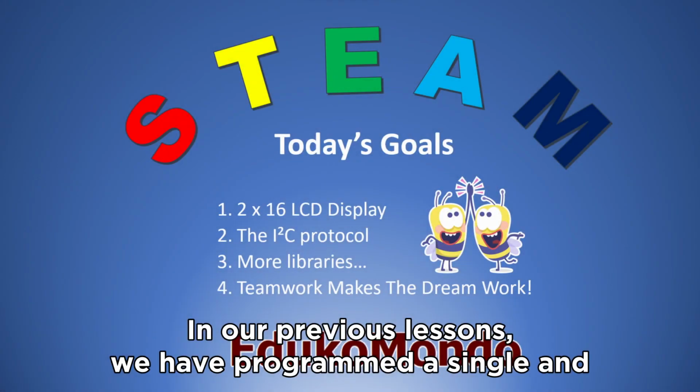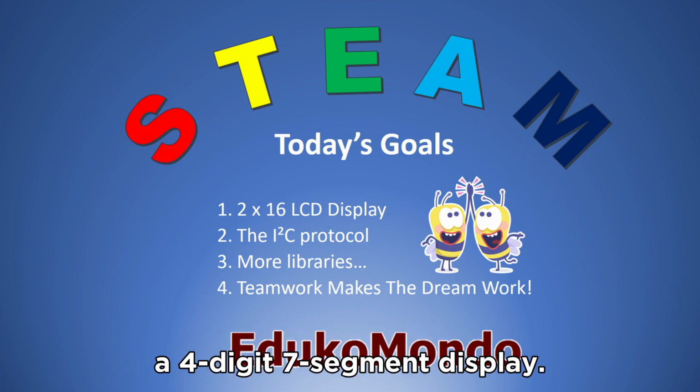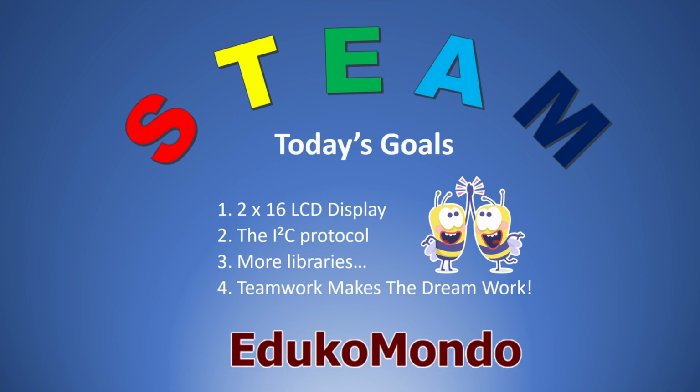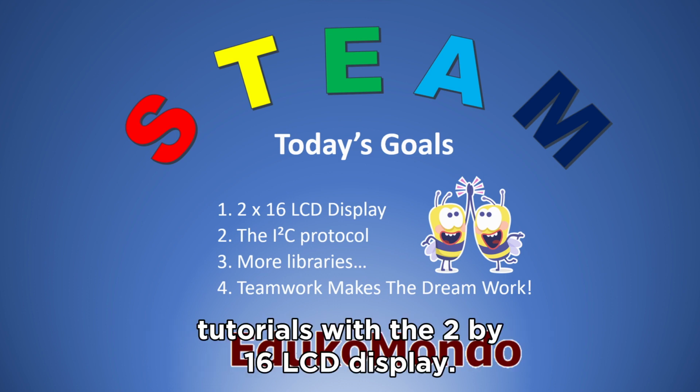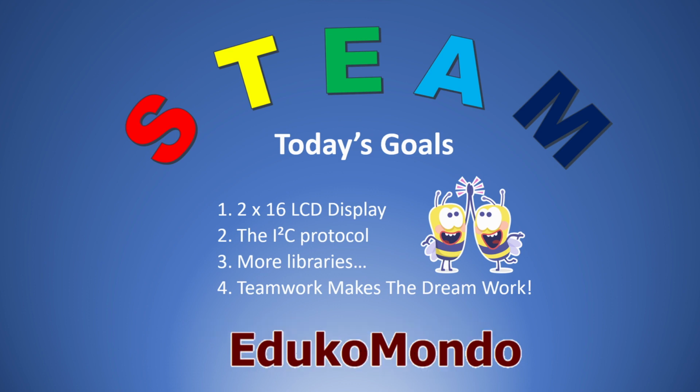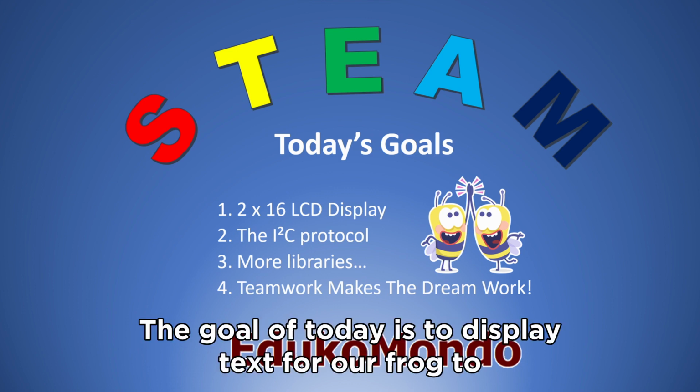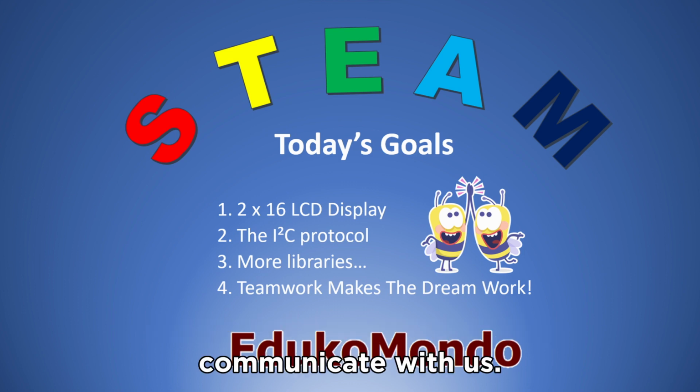In our previous lessons, we have programmed a single and a 4-digit 7-segment display. We controlled a 64 LED matrix, and today we continue our tutorials with the 2x16 LCD display. The goal of today is to display text for our frog to communicate with us.